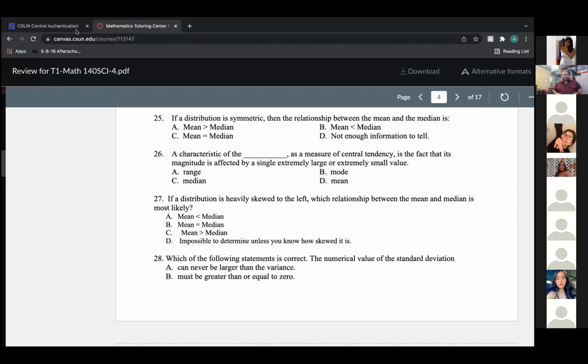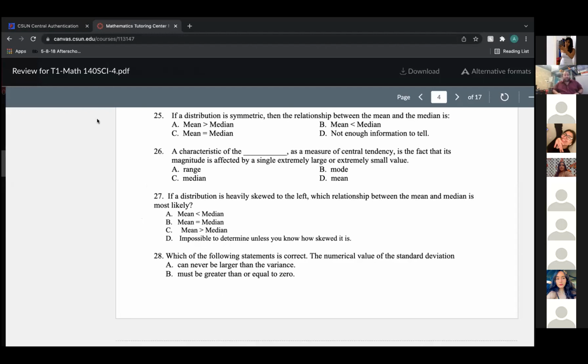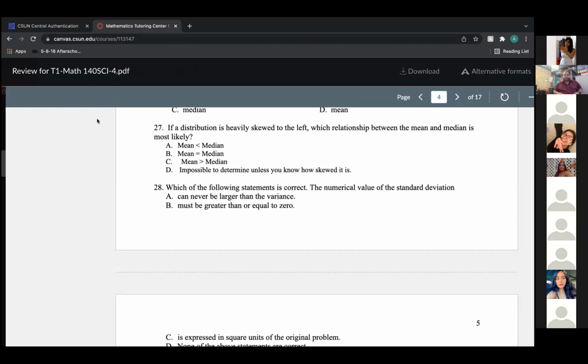27, if a distribution is heavily skewed to the left, which relationship between the mean and median is most likely? The mean will be pulled more to the left, which means the mean is less than the median. That should be A.